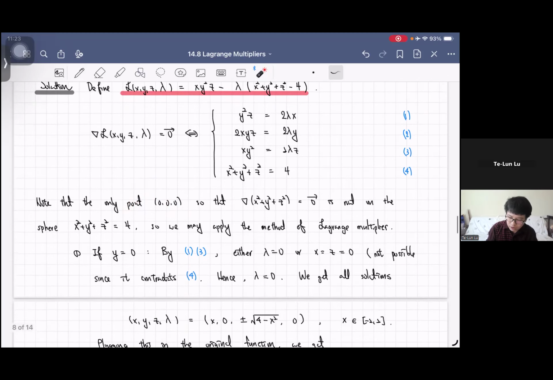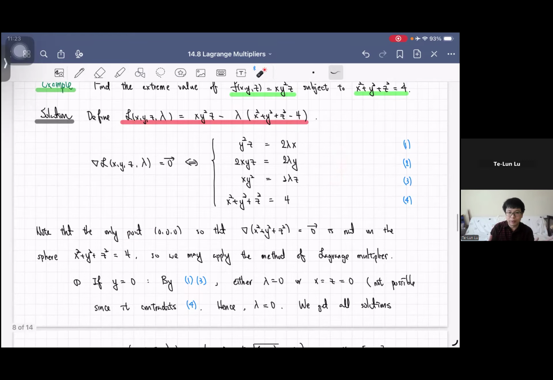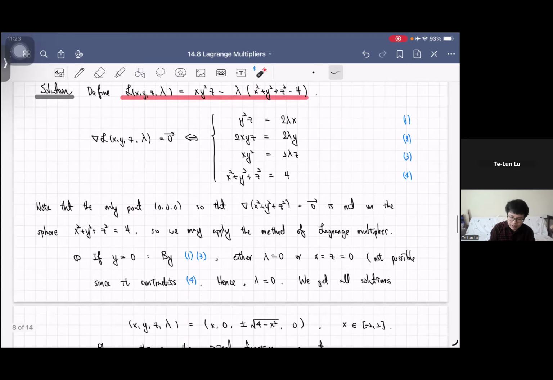Okay, to solve this equation, again, there are so many ways to solve it. I tend to analyze the easiest case first. So for example, when y is 0, then here you see that the left-hand side is 0, right?